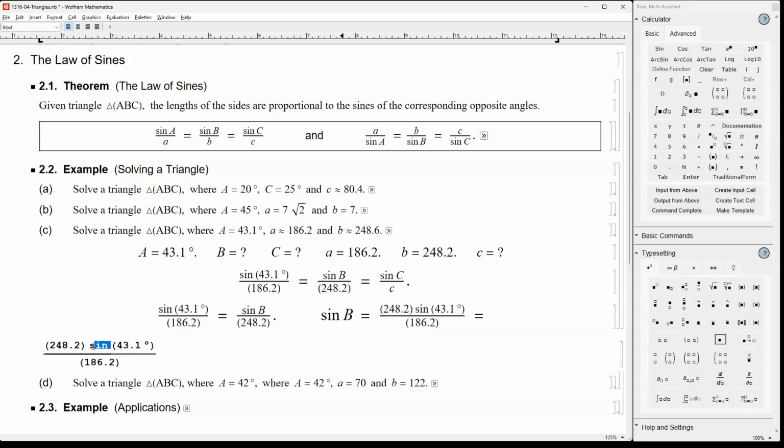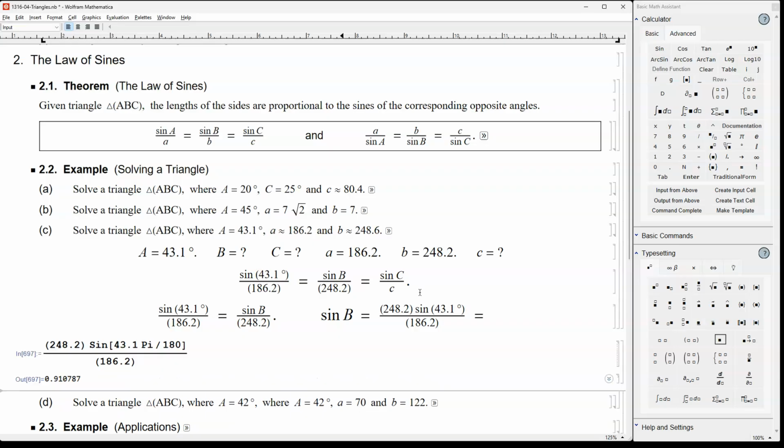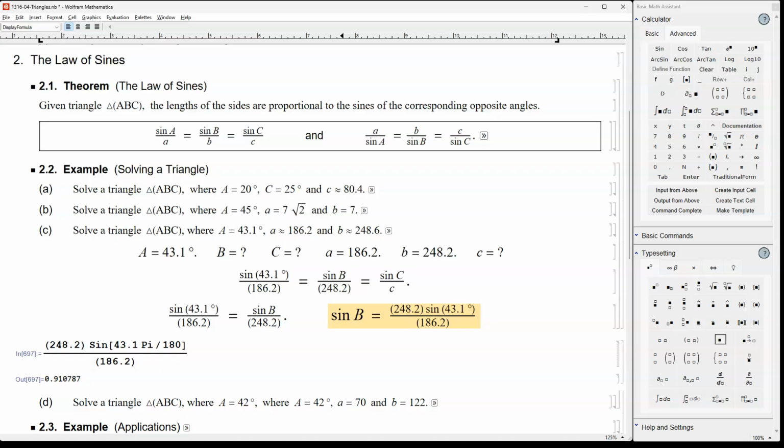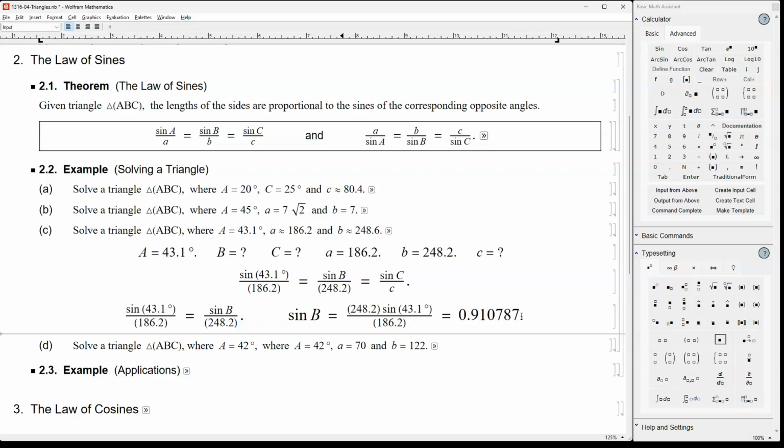And then this one is sine of this, and this is Mathematica, so I have to convert it to radian measure to do this computation, and I'm getting 0.91 something, approximately speaking. Okay, very close to 90 degrees here. Sine is 1, that's 90 degrees. A little bit less, but very close to 90 degrees. I got that.